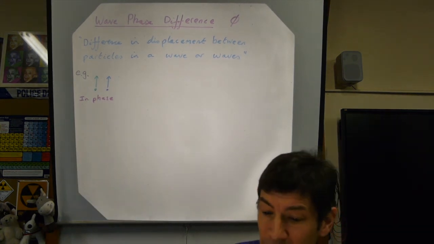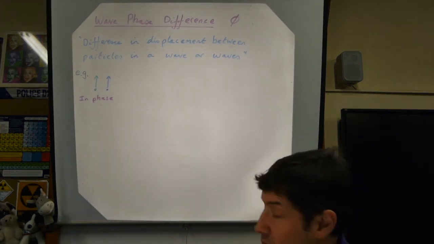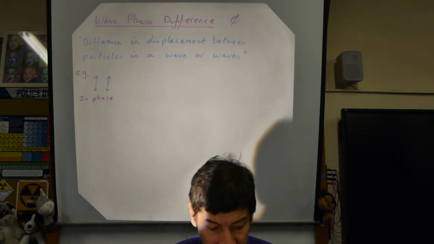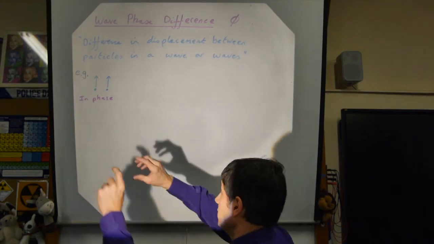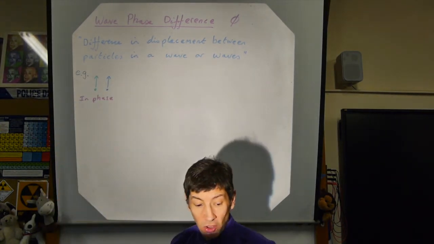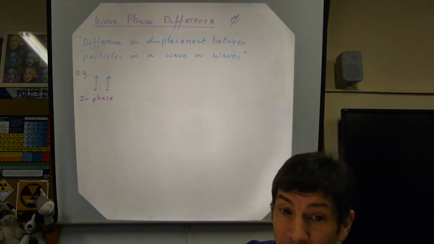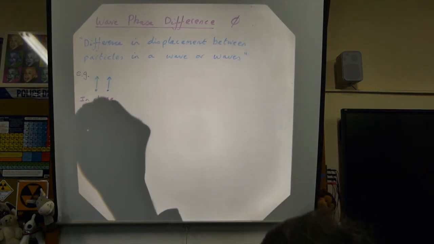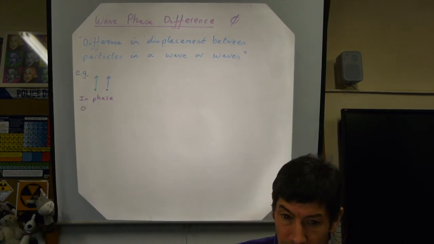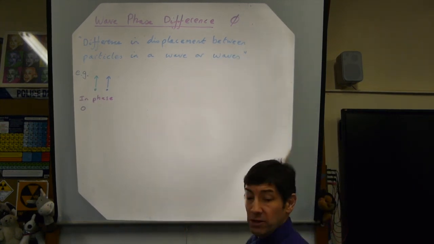Okay, so we describe these two as being in phase. Yep, moving together. Now, we normally describe this in terms of an angle, and I'll come to that in a minute. But there's basically no difference between their moving. They would move side by side. So we call that a phase angle of 0.